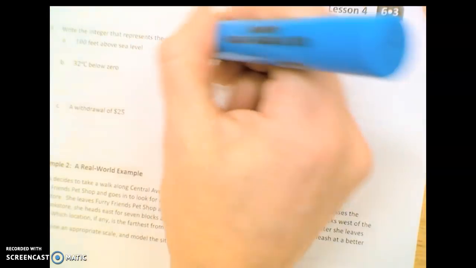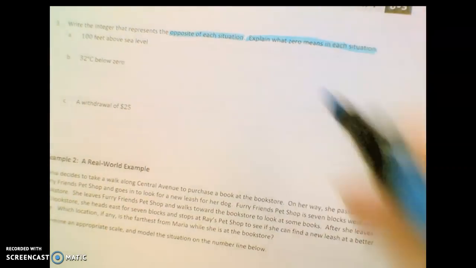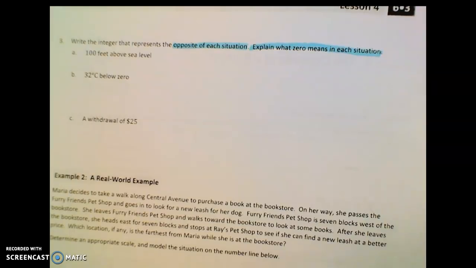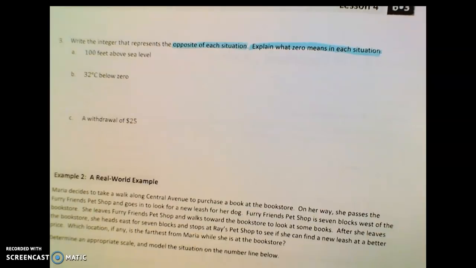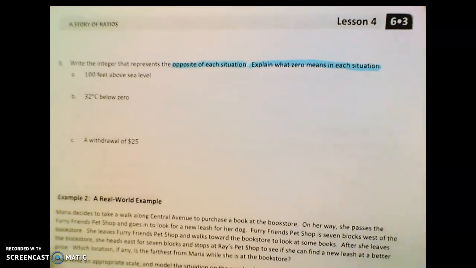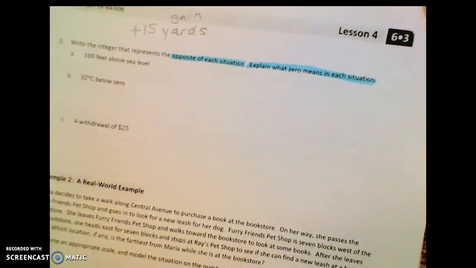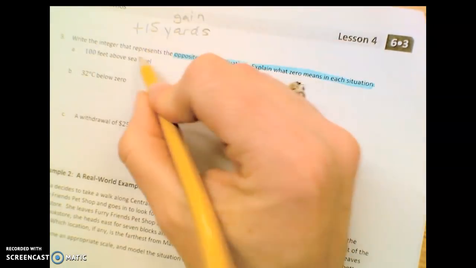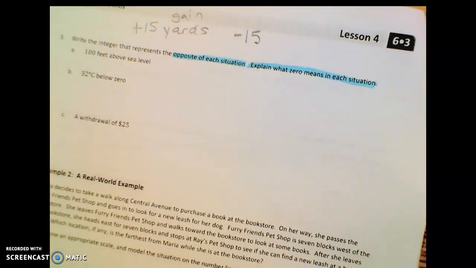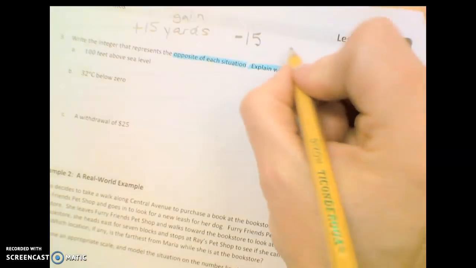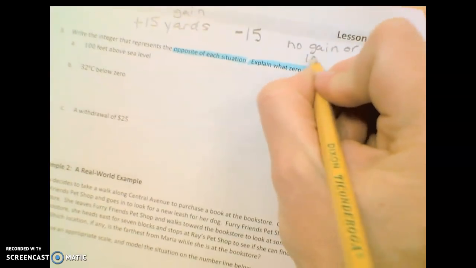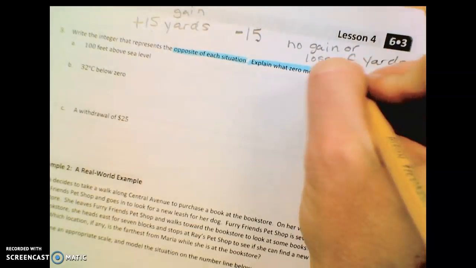All right, moving on. Next, you need to write the integer that represents the opposite of each situation. Explain what 0 means in each situation. So this is similar to what we've been doing in the past when we talked about football play. If there was a gain of 15 yards, the opposite of that would be a loss. I would write the integer that represents the opposite of that, which would be a loss of 15 yards. What 0 would mean in that situation is no gain or loss of yards on the play.